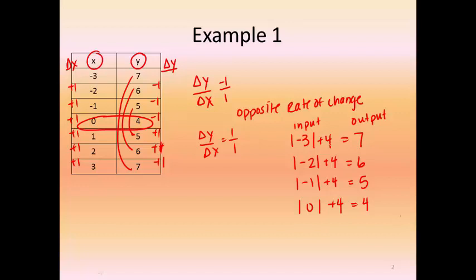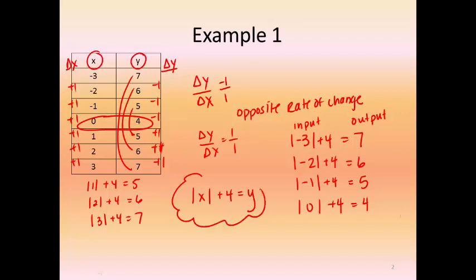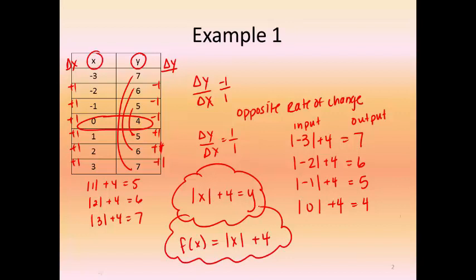So that was halfway through the table. Let's see if it works for the last 3. If I take the absolute value of 1 plus 4, I get 5. The absolute value of 2 plus 4, I get 6. And the absolute value of 3 plus 4, I get 7. So in fact, if I take the absolute value of x and add 4, I get the y value, and I have written a model for this table. This could also be written as f of x equals the absolute value of x plus 4. Both of these are acceptable models to represent this table.